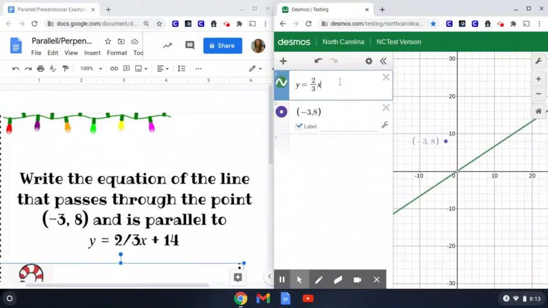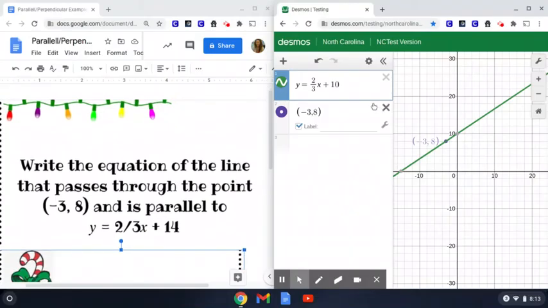So you can pretty much just guess and check. We'll do plus 10. Oh, well, that wasn't supposed to happen that way. So plus 5, it didn't go up enough. And so you could just keep guessing and checking until your line finally passes through that point. So the equation of the line that we're going to enter for this answer would be y equals 2/3 x plus 10.